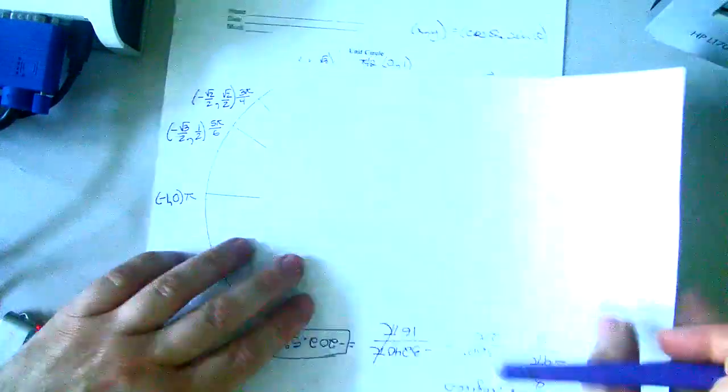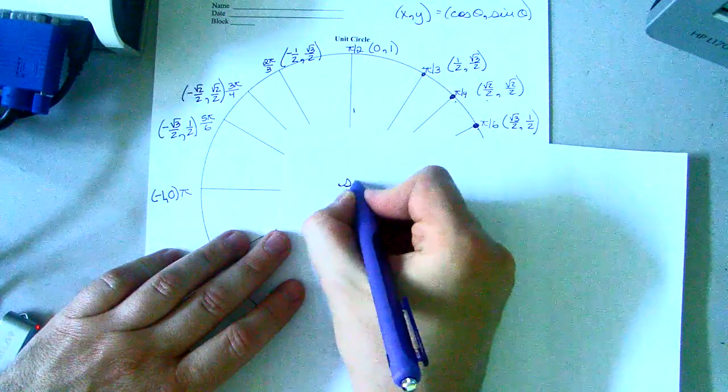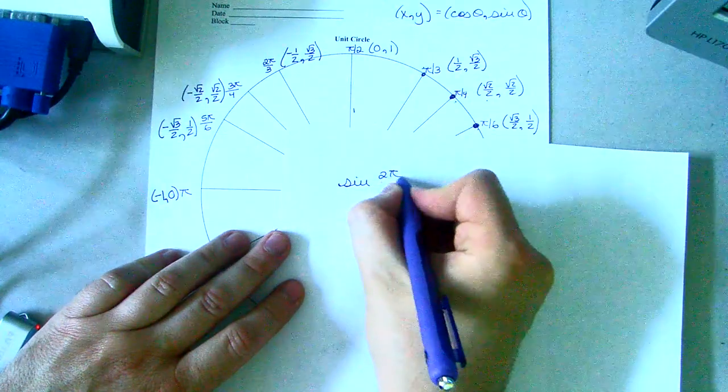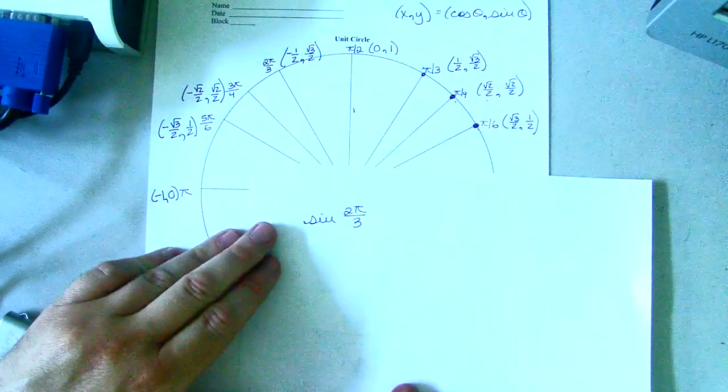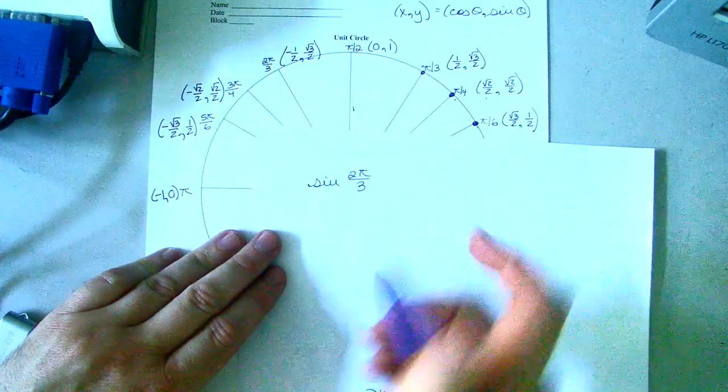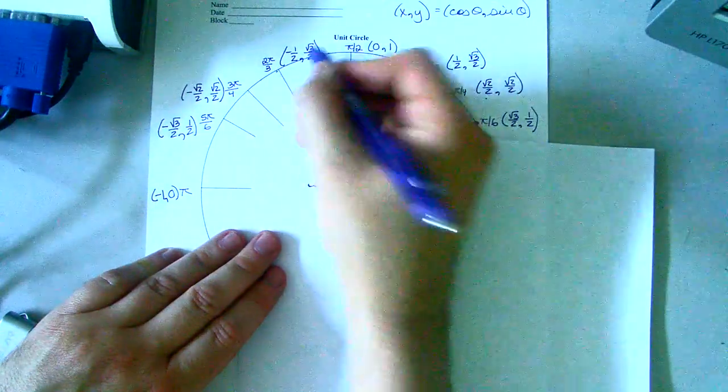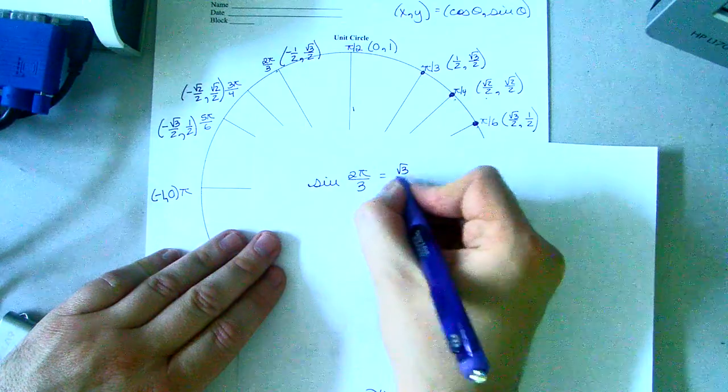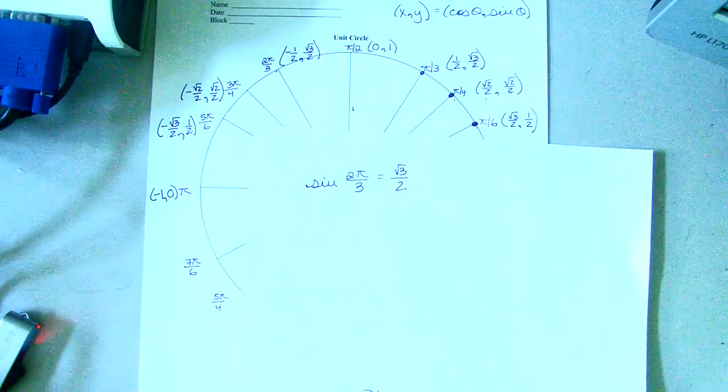Why is this useful? Because now I can ask you things like, what's the sine of 2 pi over 3? Well, remember that the sine is the y coordinate. I'm just going to go to 2 pi over 3 over here and look at my y coordinate, and I can say it's root 3 over 2.